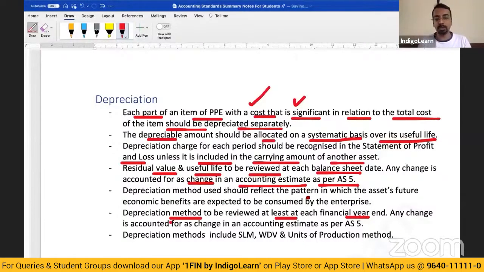Okay, and this depreciation method should reflect the pattern in which the asset's future economic benefits are expected to be consumed by the enterprise. So basically, in what pattern is the entity consuming that fixed asset or getting that benefit? The depreciation method should reflect that particular pattern. So you may use unit of production, you may use WDV, you may use SLM, provided it reflects the pattern in which the future economic benefits are consumed by the entity. Basically, the matching concept principle.